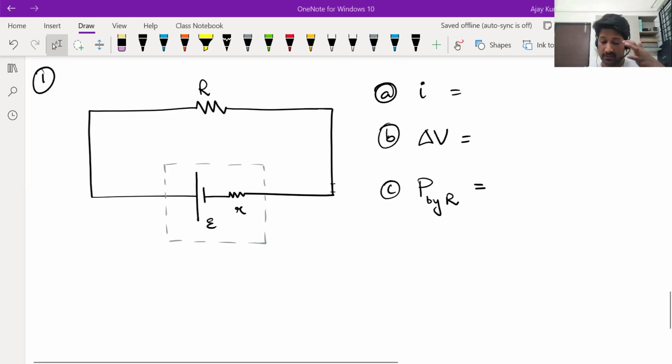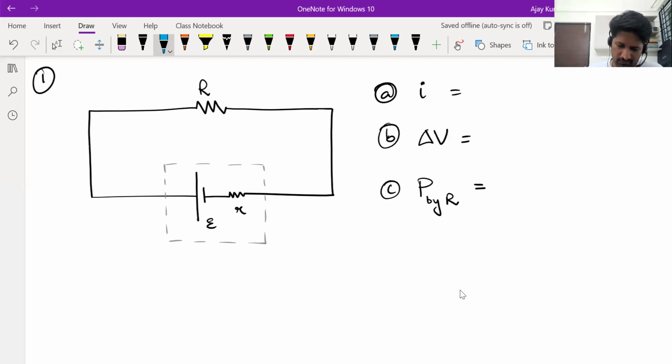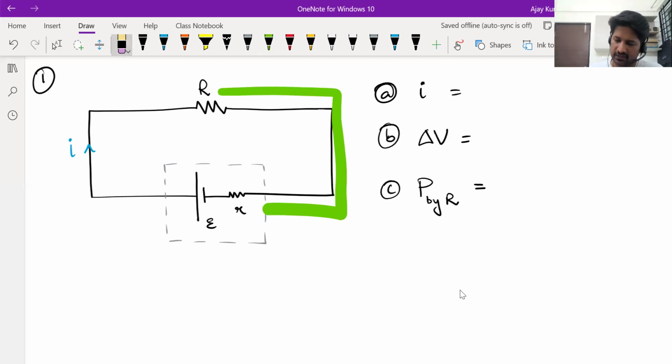Okay, Anugrah, how much is the current? What is the expression for current? Epsilon by R plus r. Okay, E divided by R plus r. See, you can apply KVL if you want to calculate the current. Otherwise, you can see that there's only one extra resistance present. So capital R and small r are in series. So the effective resistance of this circuit becomes R plus r and effective voltage is E. So you can write the current as E divided by R plus r.